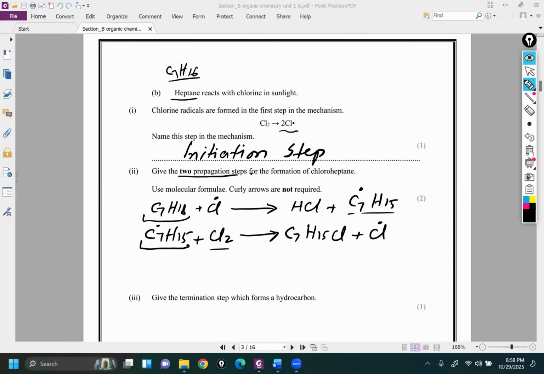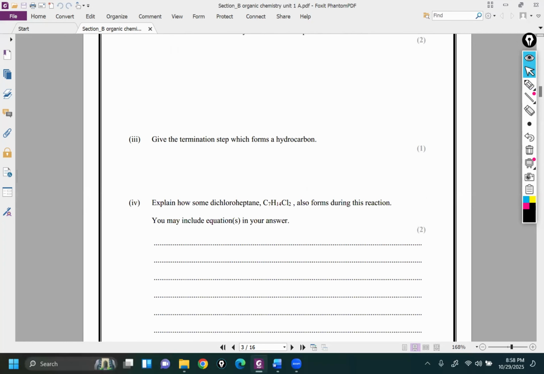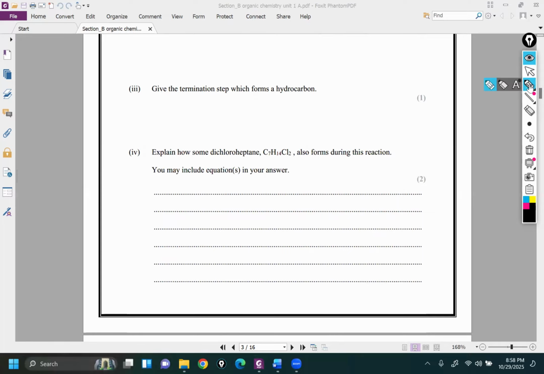Now here they are asking that give the termination step which forms a hydrocarbon. You saw in the propagation step that C7H15 was the free radical, heptyl free radical. So there is a probability that two heptyl free radicals will combine and we will get a hydrocarbon with double the number of carbon atoms and even double the number of hydrogen. So this will form.